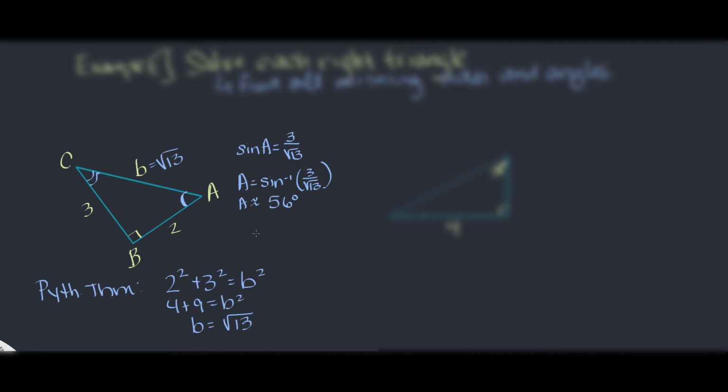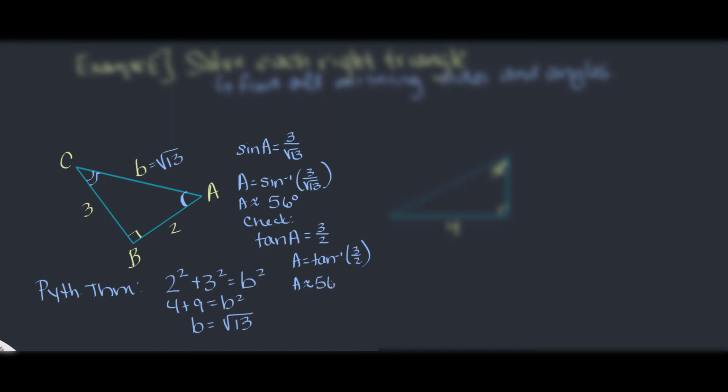And I could just double check by doing another one. You could check by doing another trig ratio, let's say tangent. The tangent of angle A is opposite over adjacent. So the tangent of angle A is 3 over 2, which means that A must be inverse tangent of 3 over 2. And if I use my calculator to find the inverse tangent of 3 over 2, I also get approximately 56 degrees. So we know I'm right.